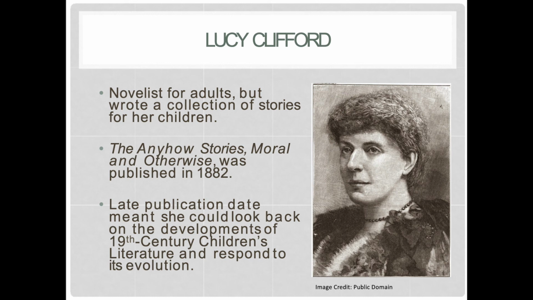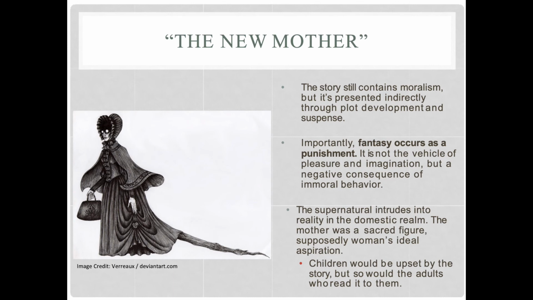So children's literature was really having a boom in the 1850s through the 1860s. So you're talking about maybe a generation or so later that she's able to see the success of a lot of different authors and shape her stories accordingly using both a mix of realism and fantasy. What you'll see is that the story of The New Mother still contains moralism, but it's presented indirectly through plot development and suspense rather than through that sort of overt moralism that early children's literature might have contained.